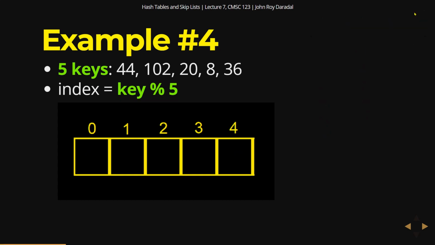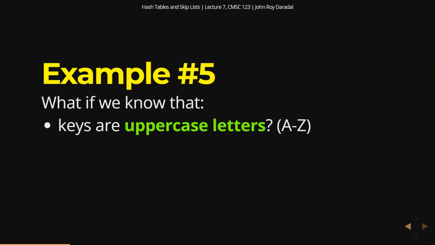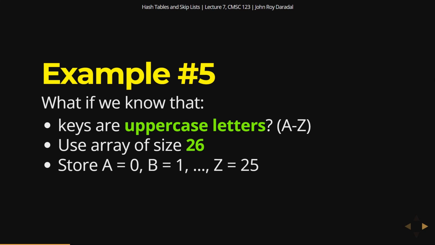But now, what if the keys are not numbers anymore? What if they are letters or strings? So what if we know, in this example, that the keys are uppercase letters from A to Z? So it's only one letter and it's uppercase. What we can do is use an array of size 26, since we know that there are only 26 possible keys, from A to Z, and we'll store A at index 0, B at index 1, and so on, and then Z at index 25.